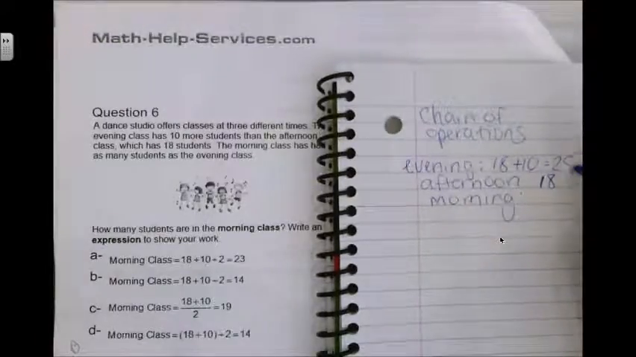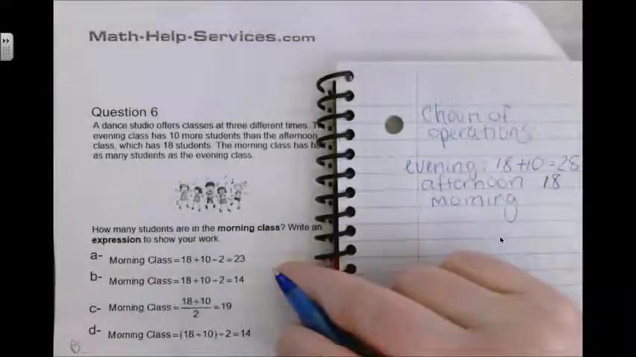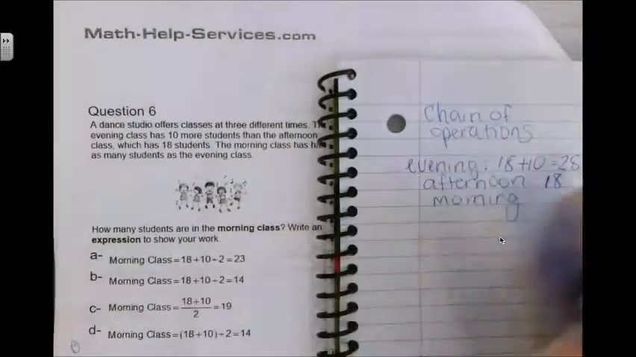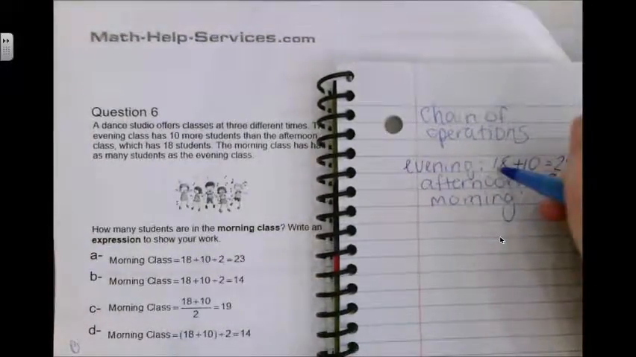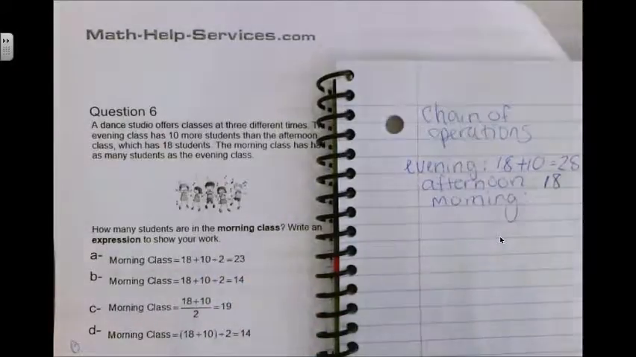Okay, and the last one, morning. The morning class has half as many students as the evening class. So whatever this evening class is, the 18 plus 10, we have to do half of that. So we know that half of that is divided by 2. I know that you guys all know that these answers are really similar and you all were able to figure out that it was divided by 2.